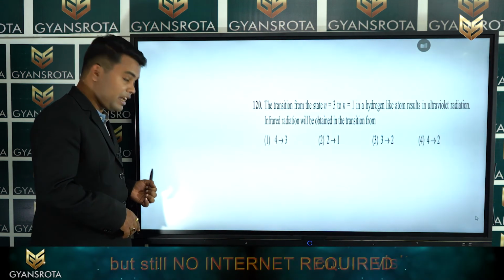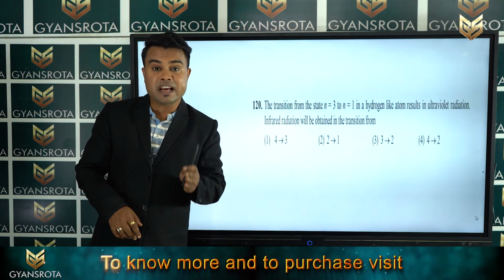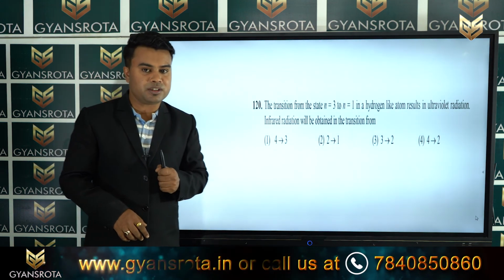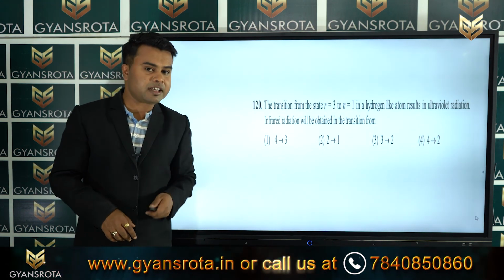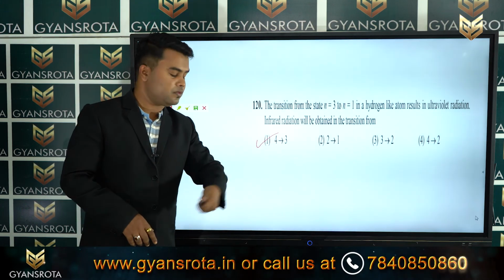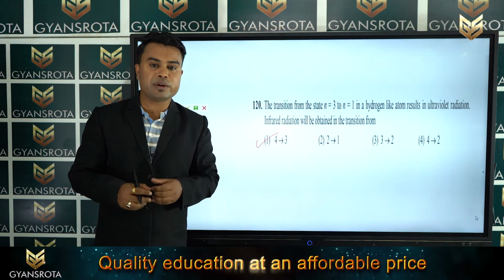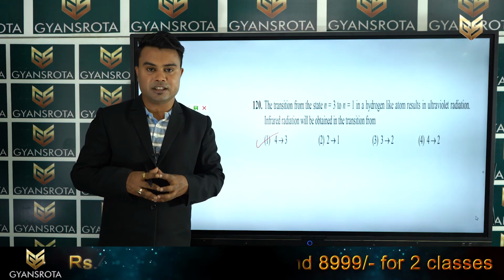So this question came from the chapter atoms, topic spectral series of hydrogen atom. If you see that, the concept will be very clear to you. So number 1 is the correct answer for this question, that is 4 to 3, which will give you the infrared region. So this is where we finish all the questions, that is the 30 questions.